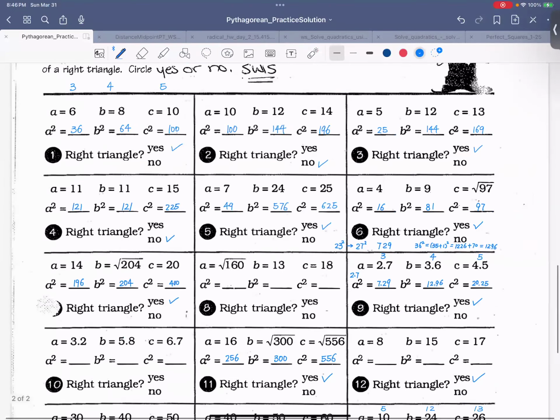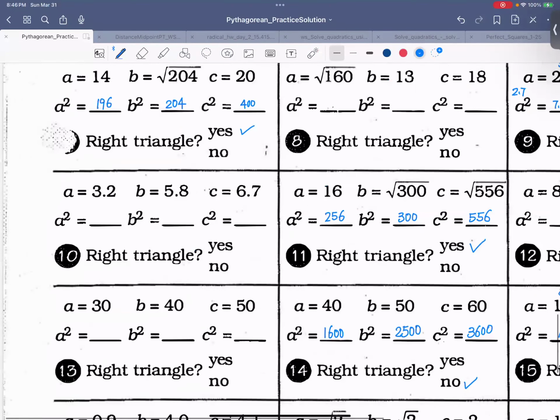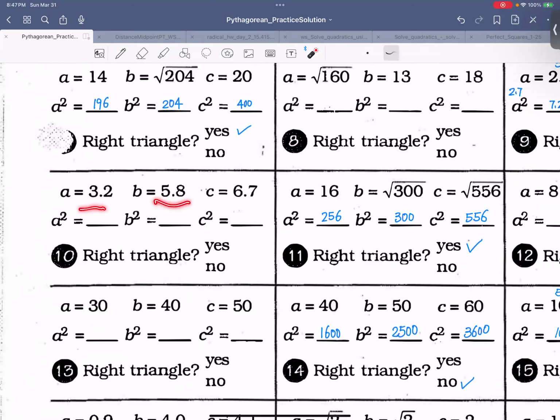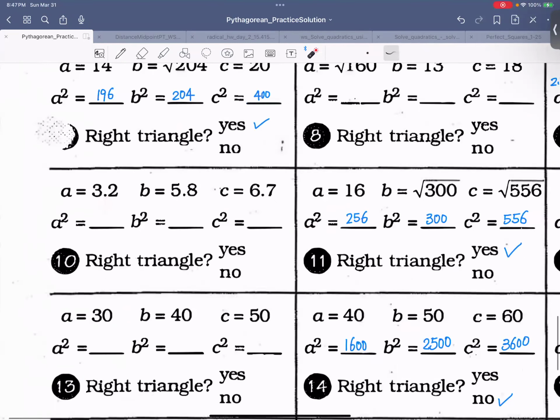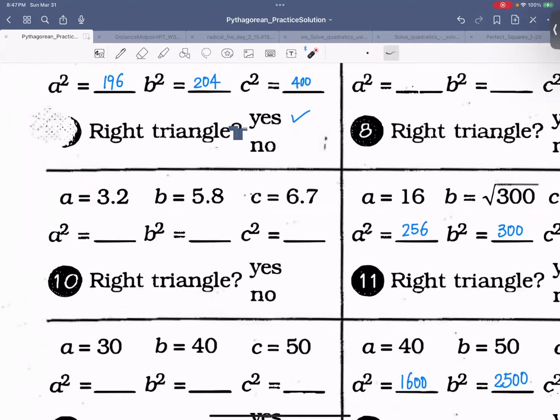And then let's check this one over here. Go. 3.2 square. 3.2 square. 24. Thank you. I'm so happy. If students remember my birthday, I'm very happy.